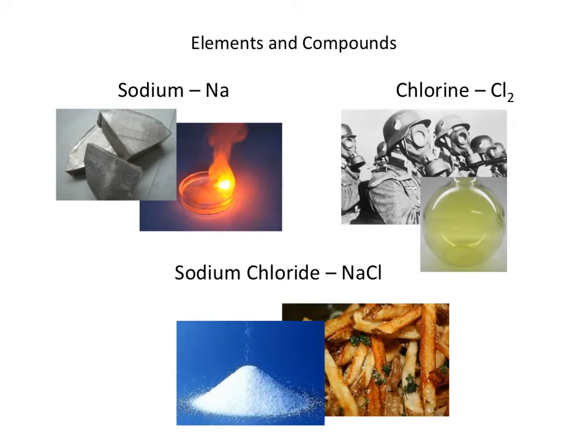So one of the examples I always like to use when I talk about compounds having different properties from their constituent elements is sodium chloride. We know sodium chloride better as table salt, and table salt makes everything taste better. French fries, chocolate, you name it, you put a little bit of salt in it and it's going to taste better. But the properties of sodium chloride are very different from the properties of its constituent elements, sodium and chlorine.